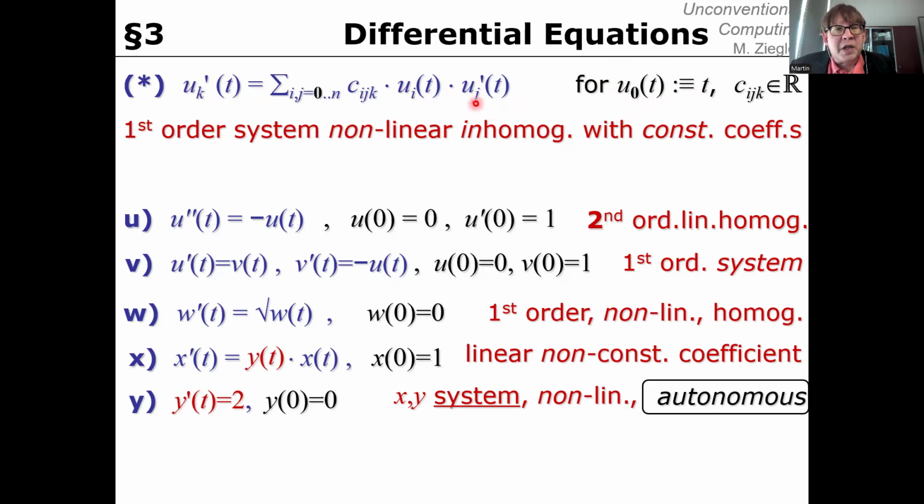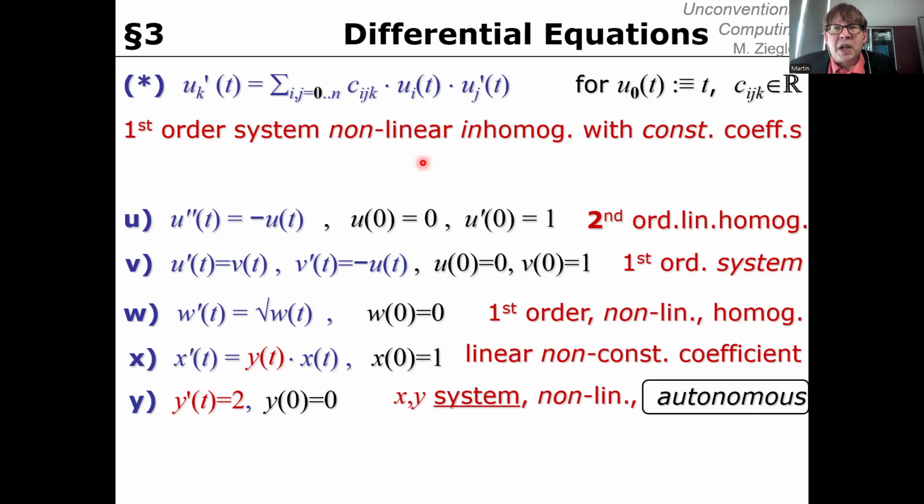For example, when j is equal to 0, we deliberately start here with 0. When j is equal to 0, that means it's the derivative of this function, and the derivative of this function is, of course, constant 1, right? So that's some inhomogeneity, because that doesn't depend on the other solution.